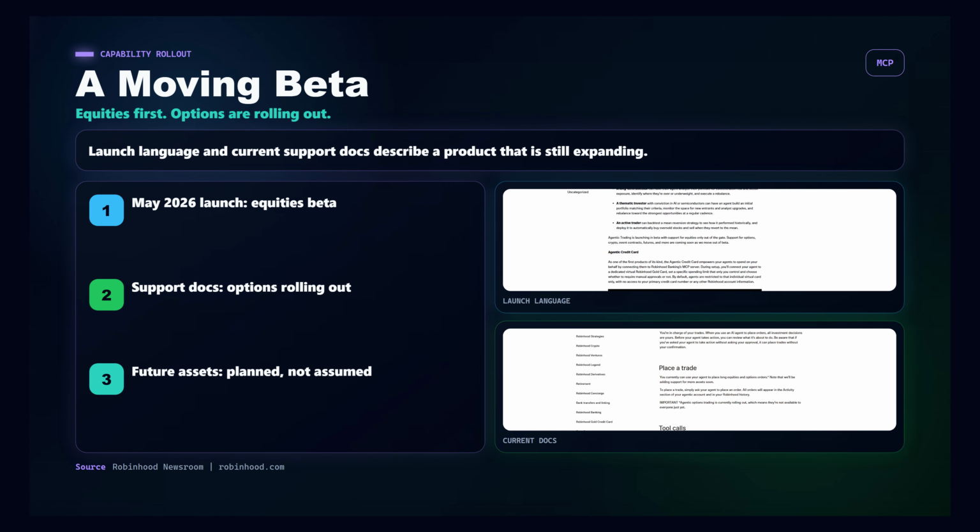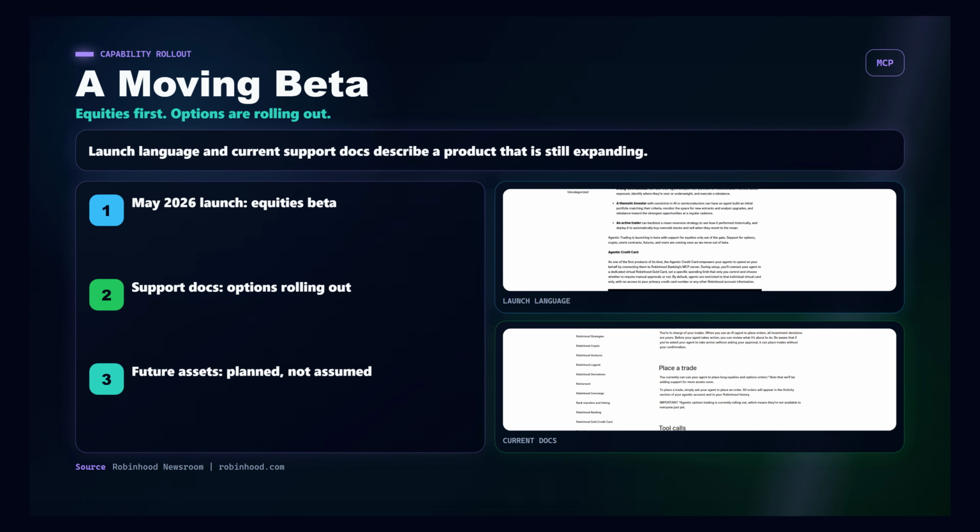The product is also moving quickly. Robinhood's launch post said agentic trading was launching in beta with equities only, with options, crypto, event contracts, futures, and more planned later. Current support docs now say users can place long equities and options orders, while agentic options trading is still rolling out and not available to everyone. So the accurate version is, equities are the base case, options support is emerging, and availability may vary by account and rollout.